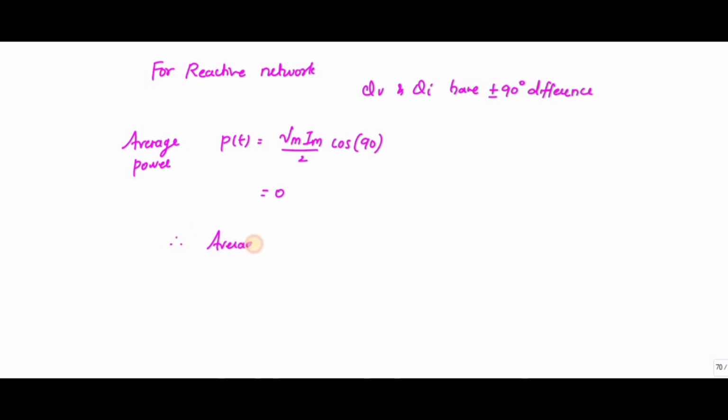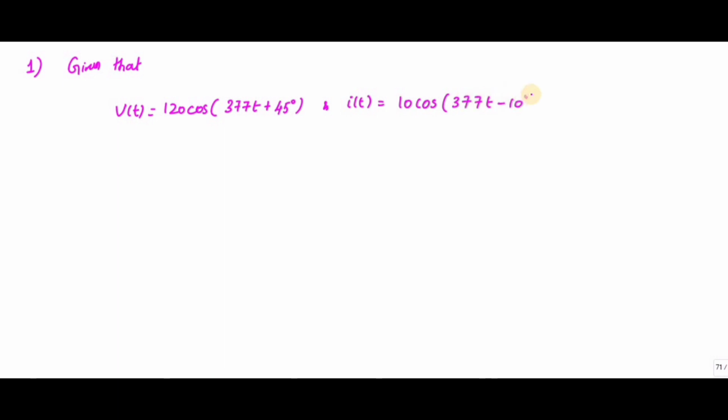So next we will discuss a problem on this topic. Okay. So the first problem is they are given the value of Vt. So Vt is equal to 120 cos(377 t plus 45 degree), that is usually measured in terms of volt, right? So this is the instantaneous voltage, and instantaneous current is 10 cos(377 t minus 10 degree). It is usually measured in terms of ampere. So they are asking to find the instantaneous power and average power which is absorbed by the passive linear network.